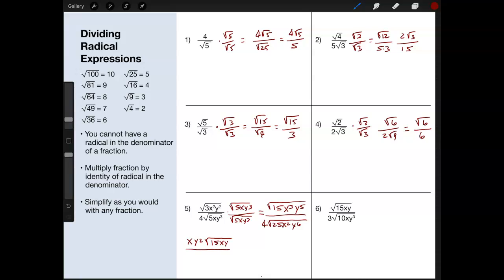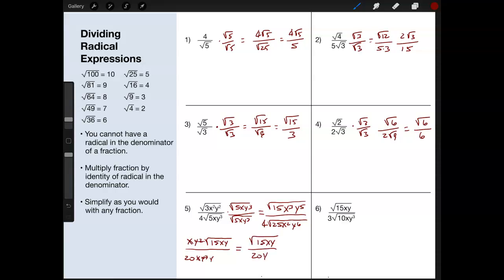Divided by 4. Now we have the square root of 25, which is 5. 5 times 4 is 20. X squared, we could pull that out, 20x, and we have y to the 6th.